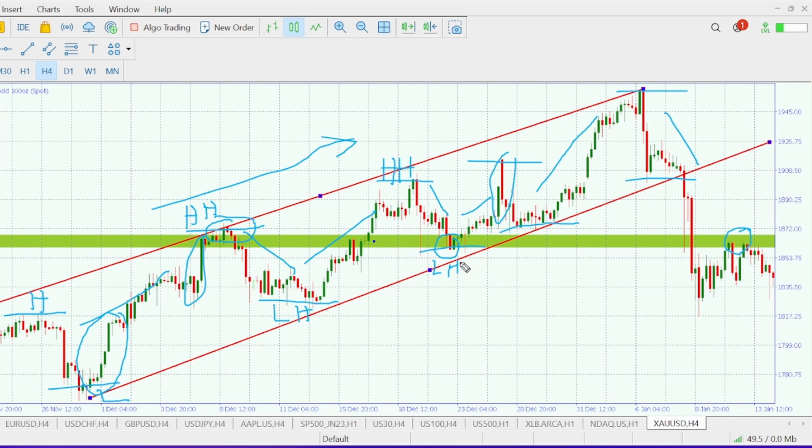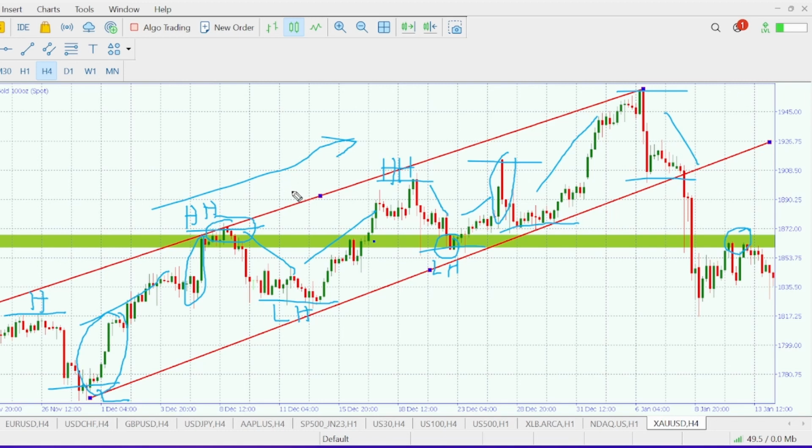Now, as long as each higher high is higher than the previous high, we are still on an uptrend. If we have a new high, we can confirm that we are still on an uptrend. When all these conditions are met, we can confirm that we are still on a strong uptrend.